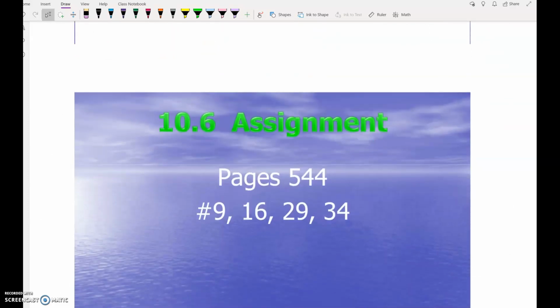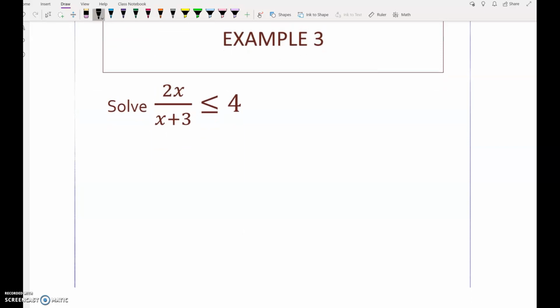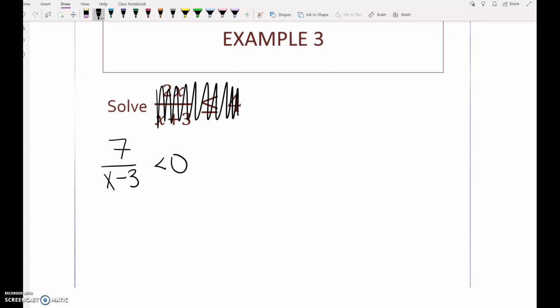Okay, I'm skipping over this one. Actually, we're just going to change this one. We are going to change this one to 7 over x minus 3 is less than 0. First step, find the critical numbers. Our critical numbers would be where the top equals 0. Well, the top is 7. The top is never going to equal 0, so there's not a critical number there. Our other critical number is where the bottom equals 0, and that would be 3. So our only critical number is 3.